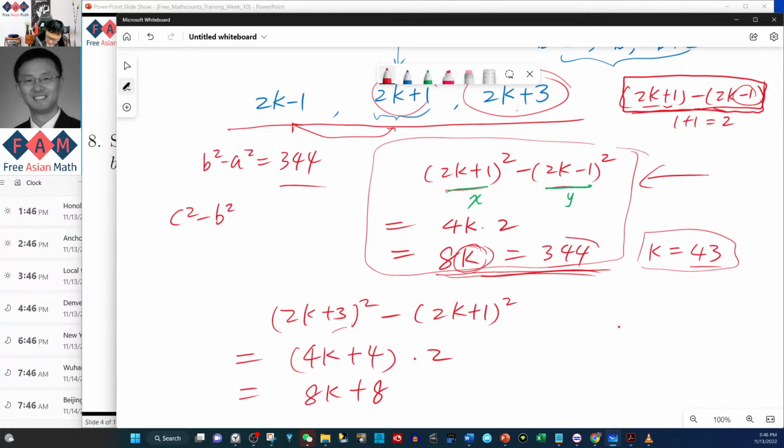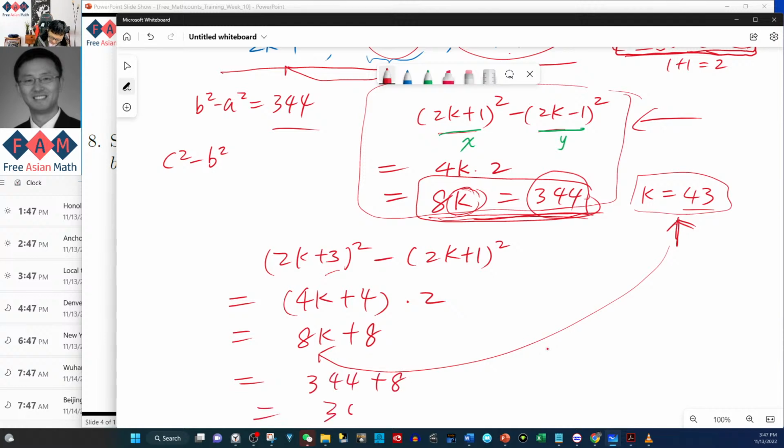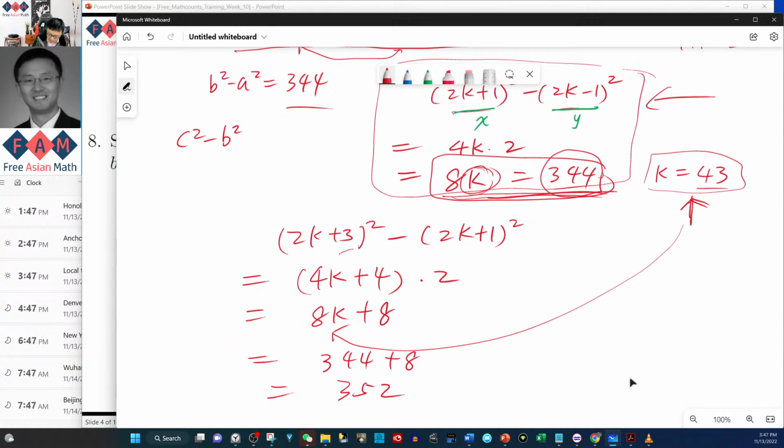We already got 8k equals 344. So actually at this point you can see that you don't even need to solve k. Because even if you solve k, you still need to multiply that by 8. That's completely a wasted step. You need to get 8k anyway, and that is already available in our intermediate stepping stone step. So you can simply directly use that and get this is 352. Okay, so that's what you need.